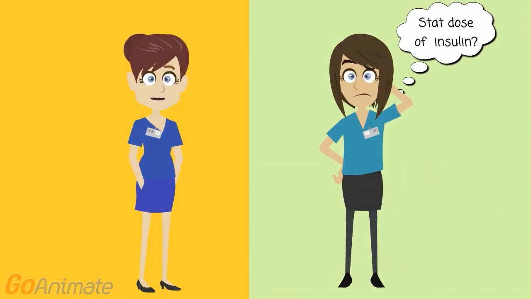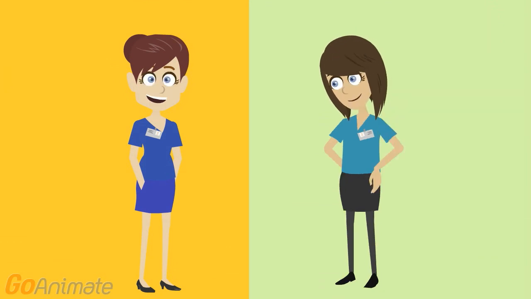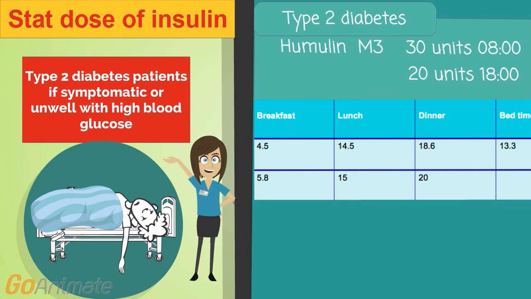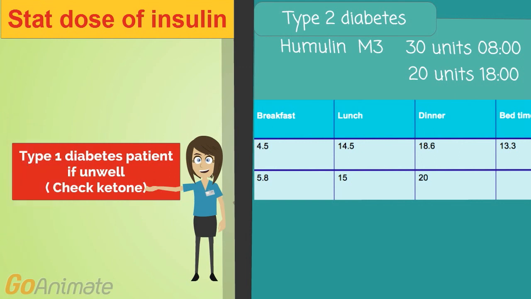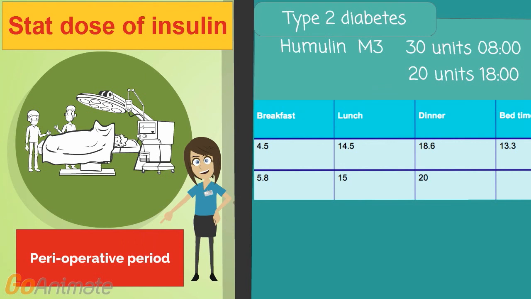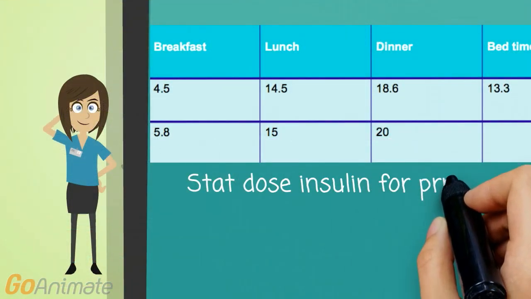Emma, are you wondering when to give stat dose of insulin? Consider stat dose of insulin in a type 2 diabetes patient if symptomatic or unwell. Certainly consider it in a type 1 diabetes patient if unwell, and in those undergoing surgery to achieve target blood sugars. So Emma, how much stat dose do you give?